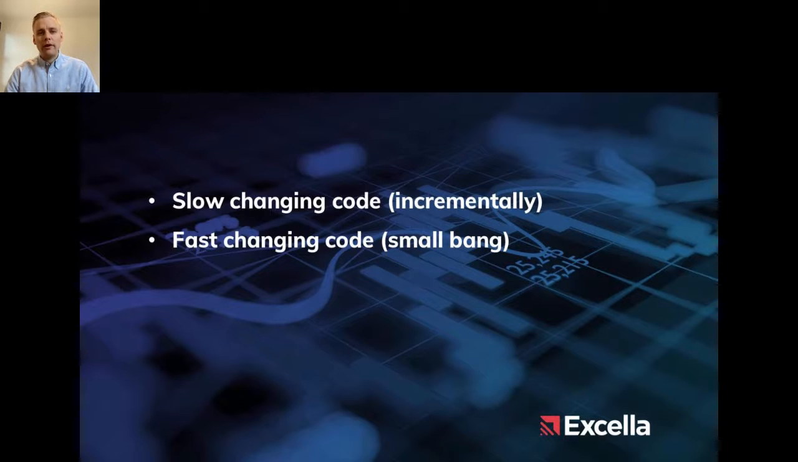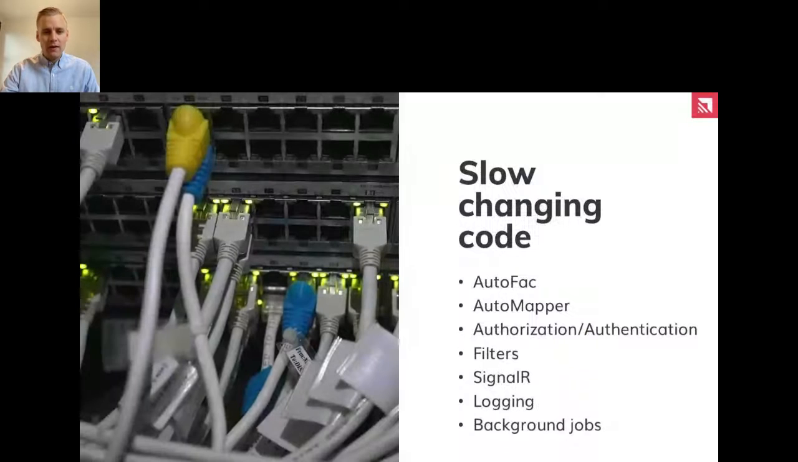And the way I thought about it is that we have two kinds of code here. We have slow changing code that just changes incrementally, and we have fast changing code that changes for every feature that can happen. We just don't know if anything's going to change. And I want to have a different approach for each of these.